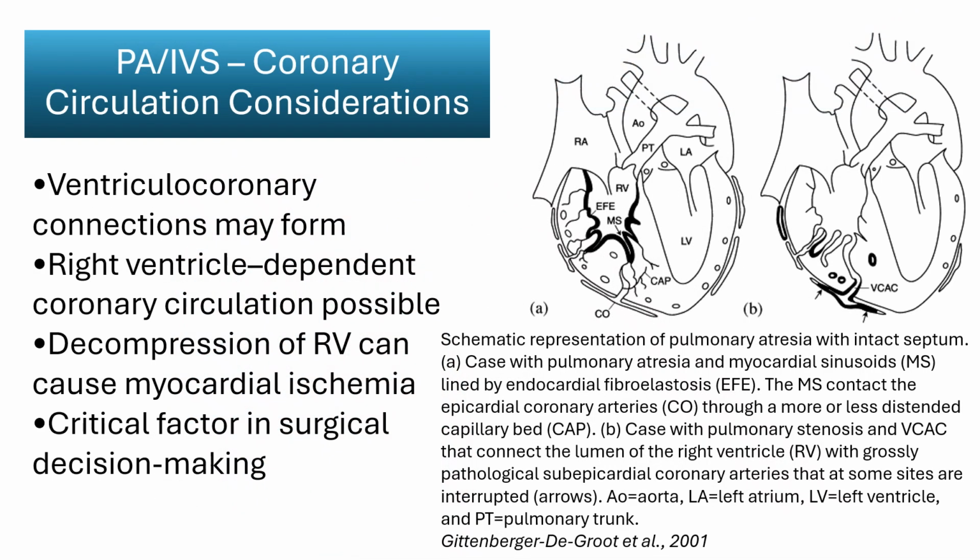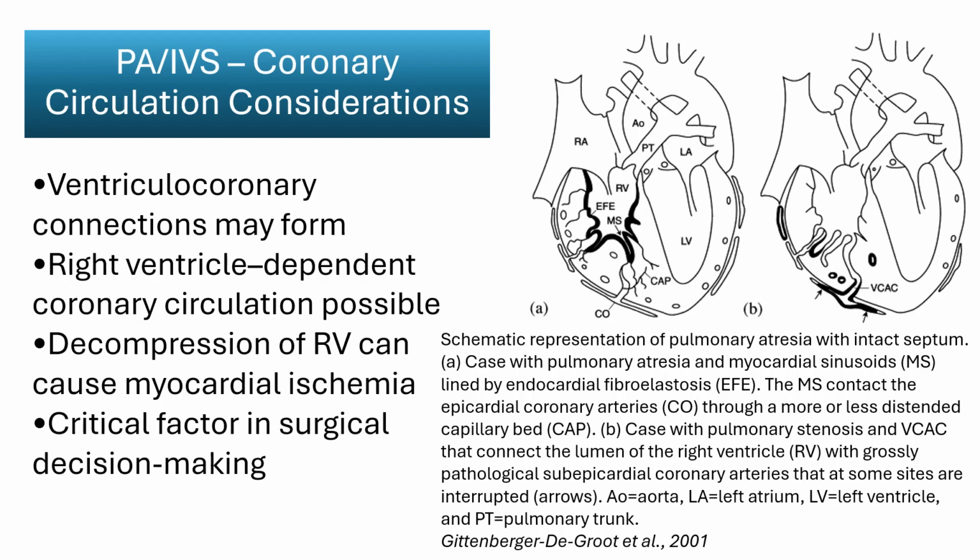A defining feature of pulmonary atresia with intact ventricular septum is the high prevalence of ventriculo-coronary connections. In some infants, the coronary arteries become dependent on the elevated pressure within the right ventricle for perfusion. In this scenario, decompressing the ventricle during surgery or catheter intervention can abruptly lower coronary pressure and precipitate myocardial ischemia or infarction.